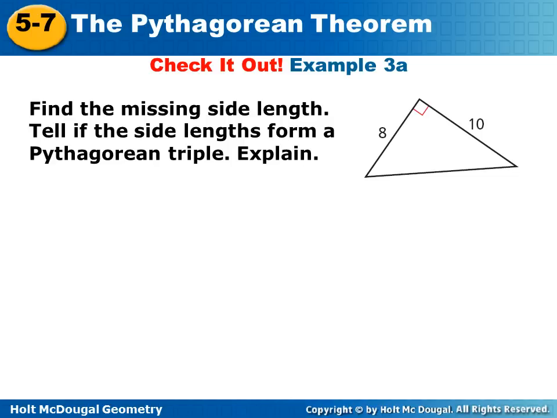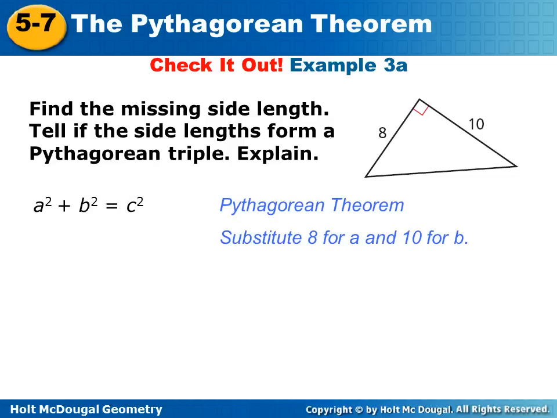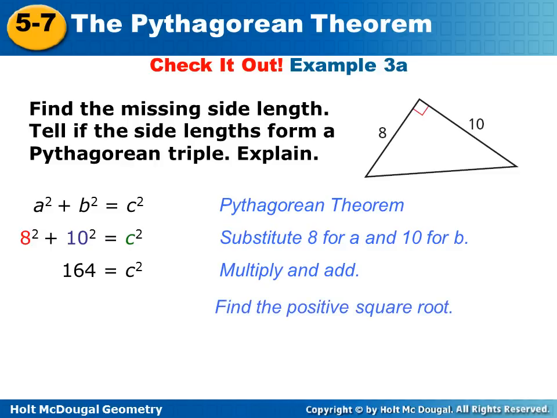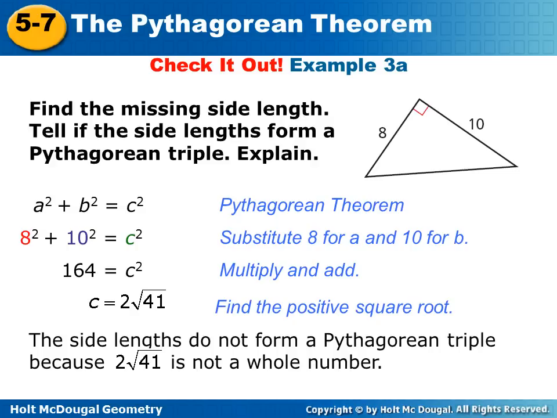Let's try this one where one side is 8 and one side is 10. We plug into the Pythagorean theorem, substitute 8 and 10. 8 squared is 64, 10 squared is 100, so 100 plus 64 is 164. Take the square root of both sides, and we get c equal to 2 square root of 41. This is not a Pythagorean triple because it does not come out to a whole number.